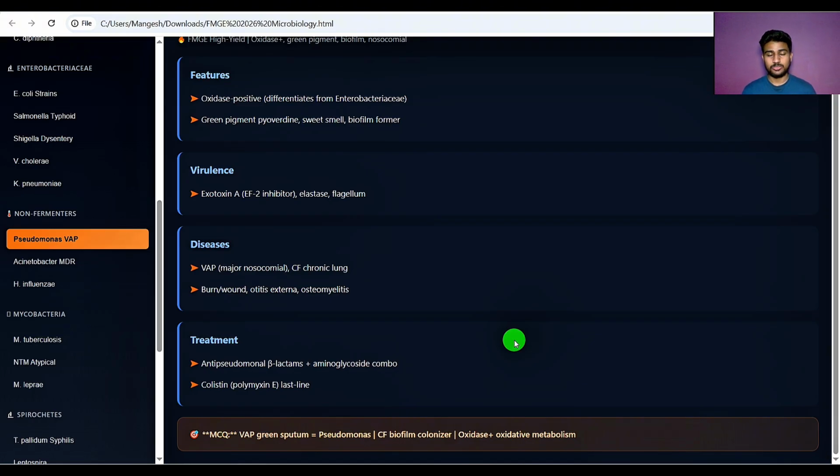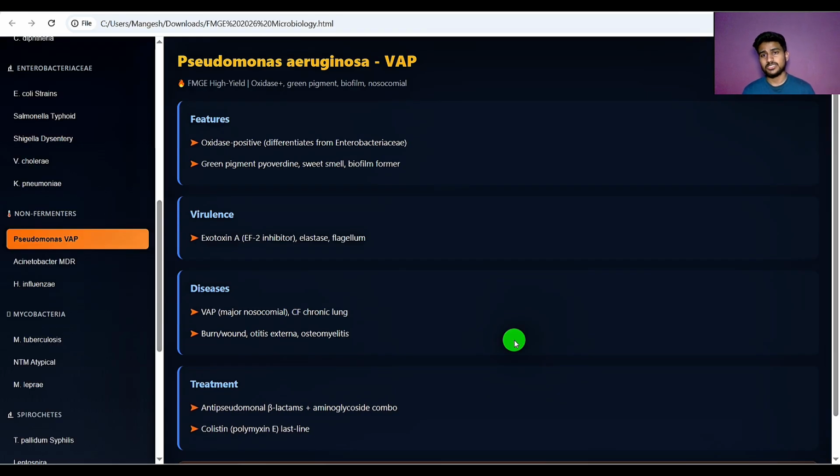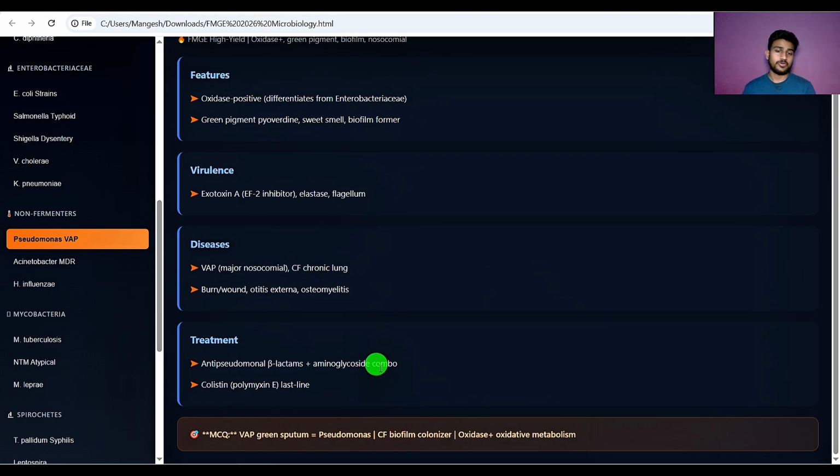So they can ask you a question like there is a patient who is having prolonged ventilation, and now he has Pseudomonas pneumonia. So what can be your first line treatment? First line treatment is always combination therapy of anti-pseudomonal beta-lactams plus aminoglycosides.